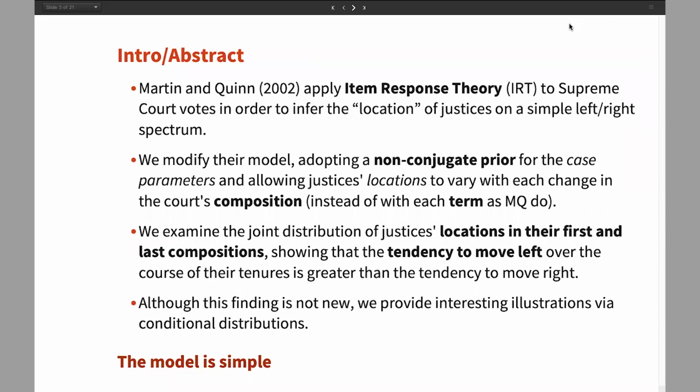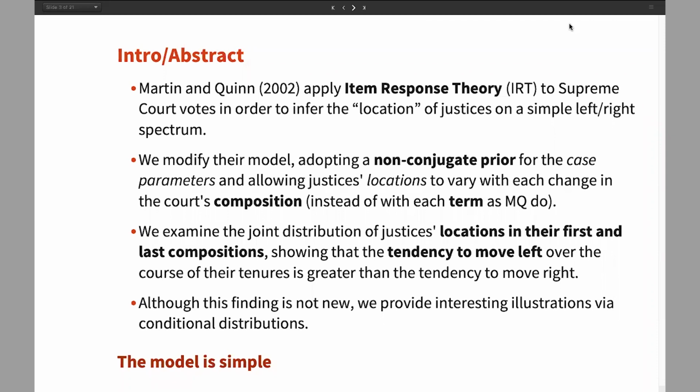All right, here's a very brief introduction and abstract. The paper that he was asking about, Martin and Quinn in 2002, that's 20 years ago, their model is still being used. It applies item response theory, which I'll talk about very briefly, to Supreme Court votes in order to infer the location of justices on the simple left-right spectrum, which of course is not the real world, which is much richer and more complicated than that. So this is a simplified model. Some of the things that Nicholas is especially interested in are in what ways it might be failing and how we might generalize that, but that's not going to be in the talk today.